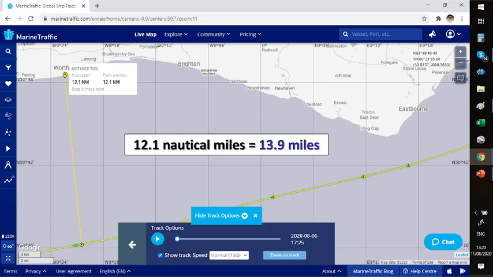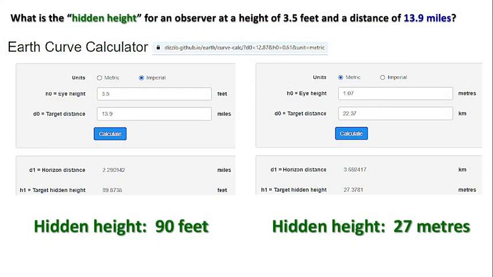12.1 nautical miles equals 13.9 miles. What is the hidden height for an observer at a height of 3.5 feet and a distance of 13.9 miles? The hidden height is 90 feet or 27 meters.